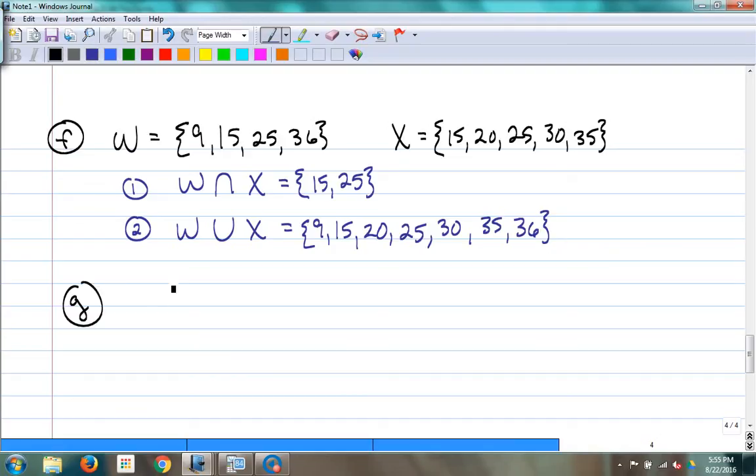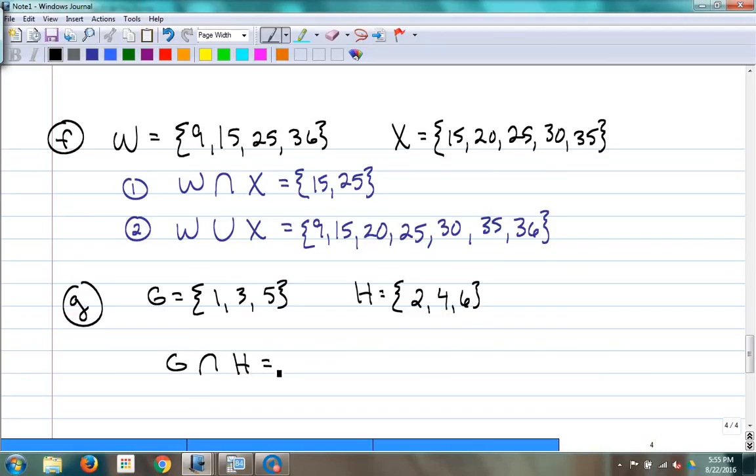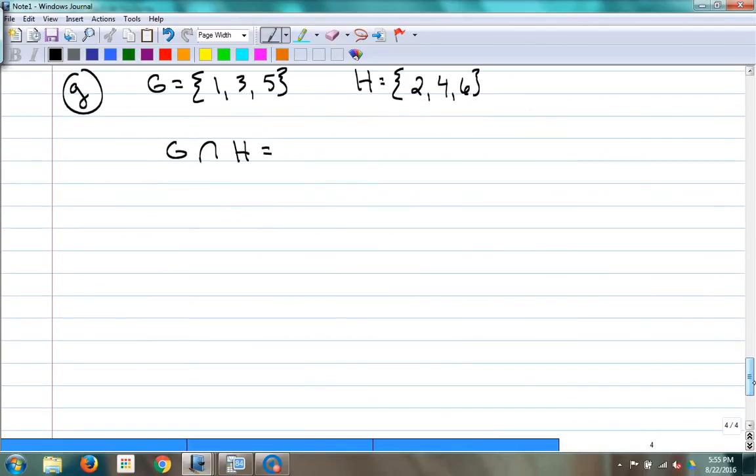Let's take set G is 1, 3, and 5. We'll do a small one here. And set H, 2, 4, and 6. What's the intersection of those two? There's not one, right? There's nothing that's shared between them. So that would be the what? The null set, the empty set. Yeah, those are the same things.